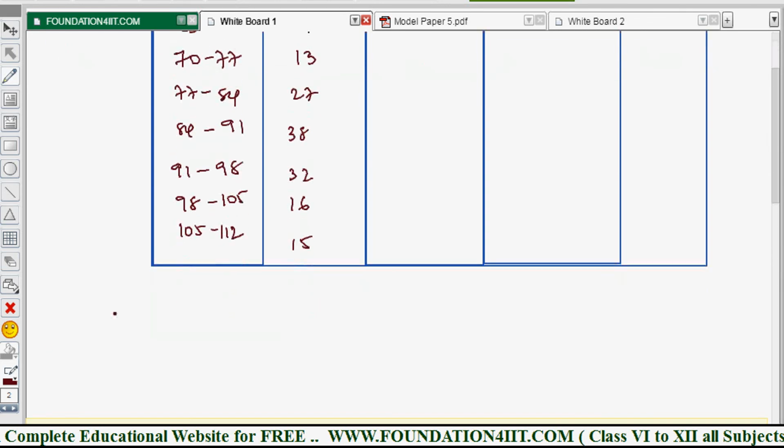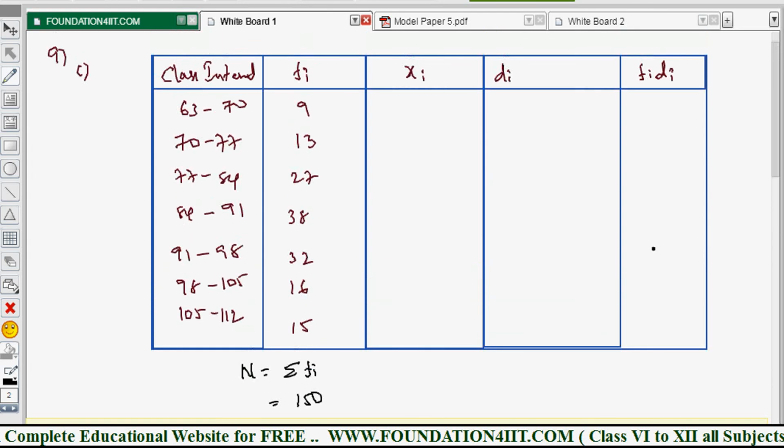If you take the sum of the frequencies, that is the n value, if you add this total, you get sigma fi. So 150. If you add the total, you will get 150. And xi is the mid value of 63 and 70. Add these both numbers and divide by 2, you get 66.5. Similarly, 70 and 77, the middle is 73.5. Just add 7 each time. Now 80.5, 87.5, 94.5, 101.5, 108.5.